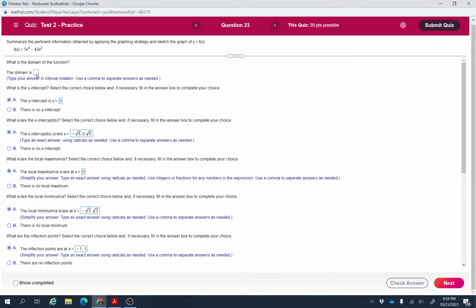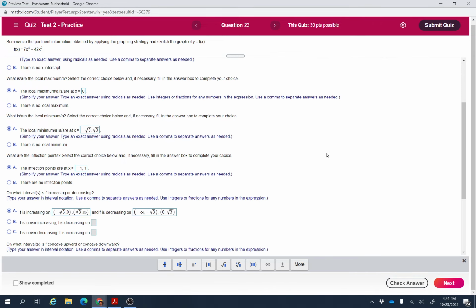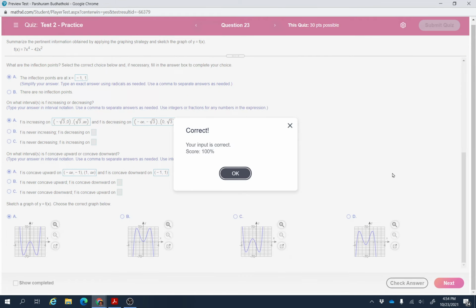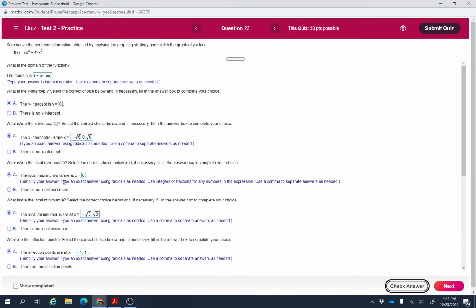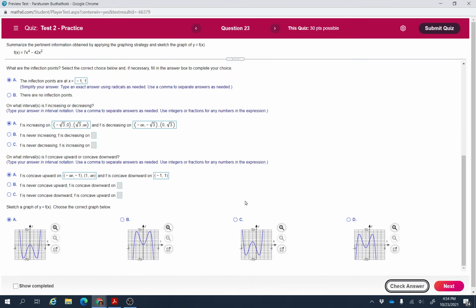Okay, the first one, what is the domain of this function? Because it's a polynomial, the domain is all real numbers, so it is from negative infinity to positive infinity. There is no restriction. So now I can check my answer. 100% right. It's a long problem, so I was somewhat worried that if I missed something I would need to go back and fix it, but I got lucky. It's right.